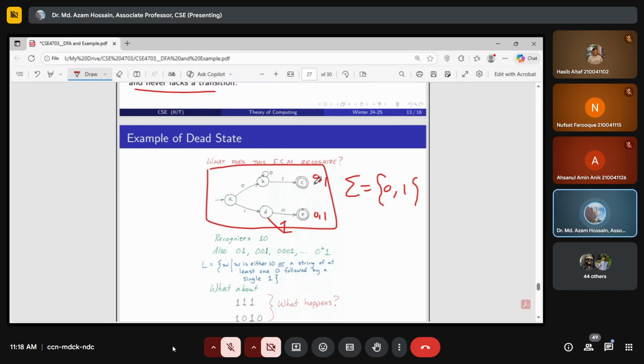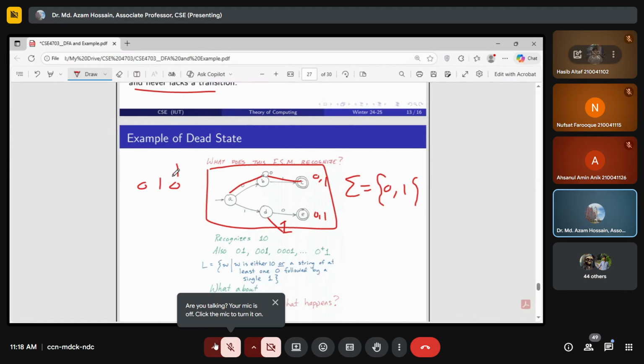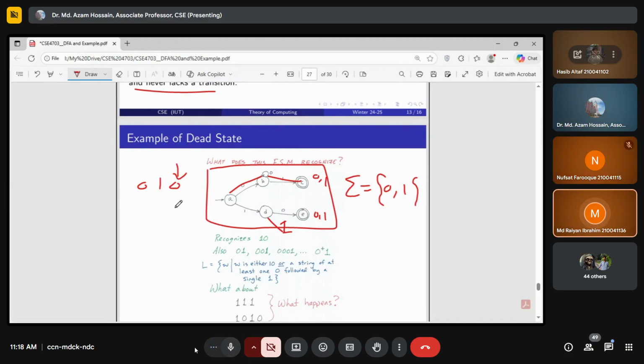So what actually happens if I get 0, 1? Suppose I am in state C and I get 0, where will I go? Suppose my string is 0, 1, 0. What will happen? With 0 I come to B and with 1 I come to my final state. Next input is 0. From C with 0, where am I going? It will discard the zeros. Here in this machine we don't have a self loop.